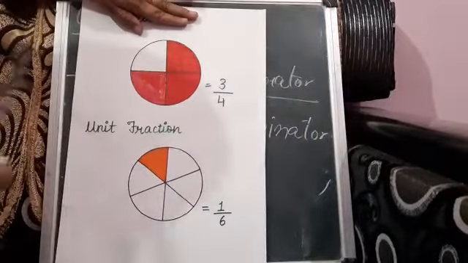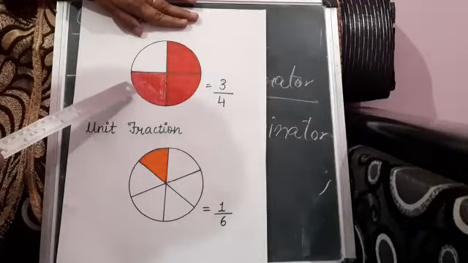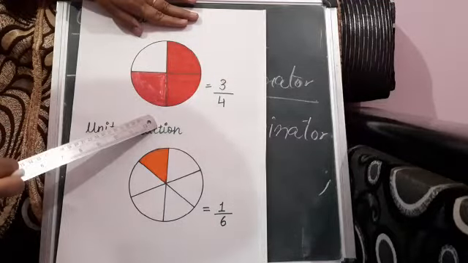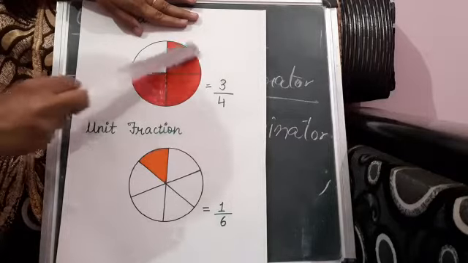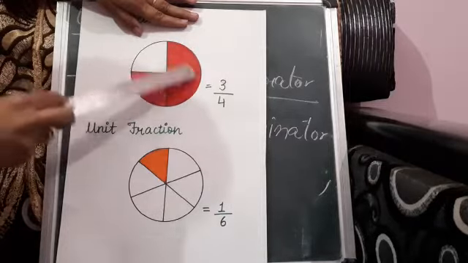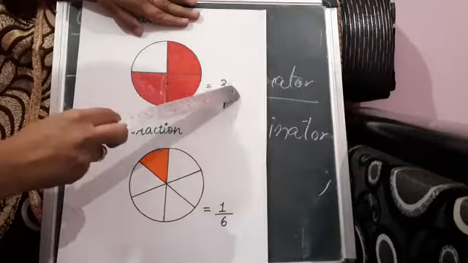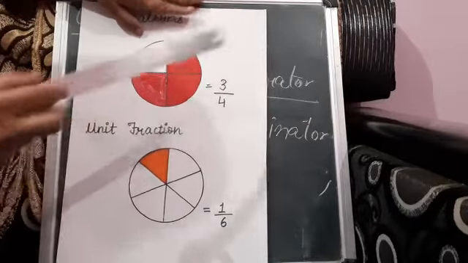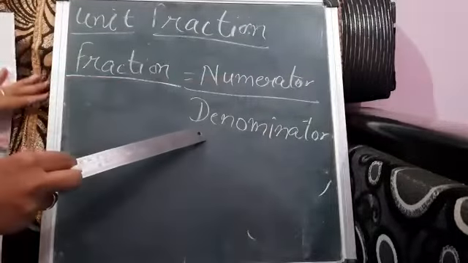For example, look here. Here I am taking a circle and I am dividing it into 4 equal parts, and I am taking only its 3 parts. So this circle is divided into 4 parts. So I can write this as 3 by 4. Why? Because we represent a fraction by numerator and denominator.